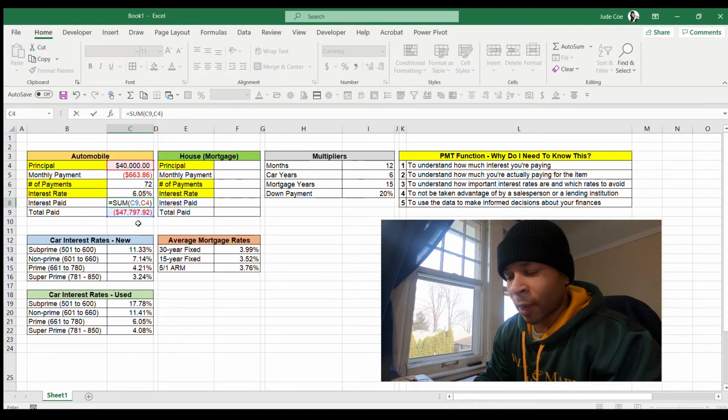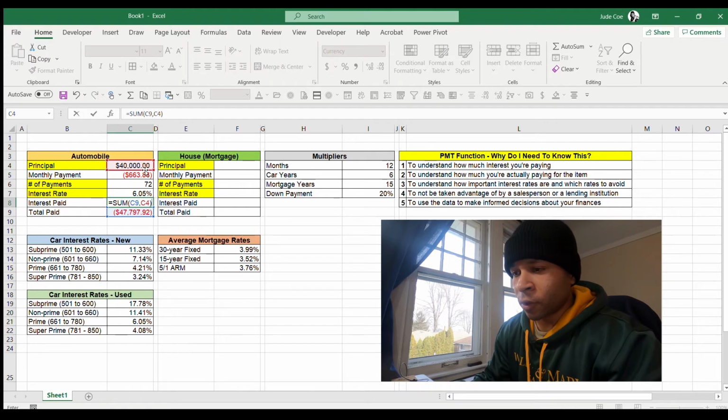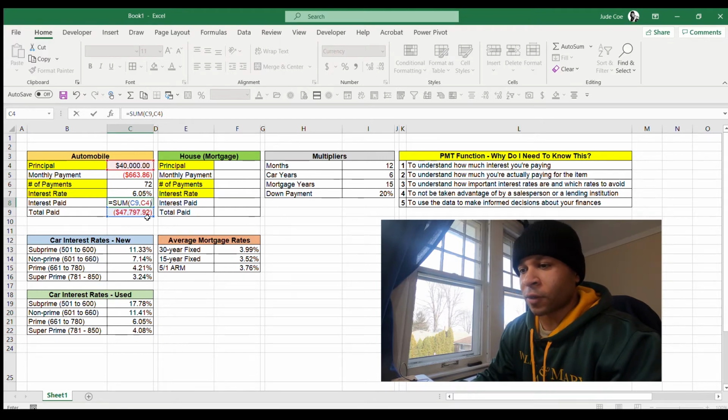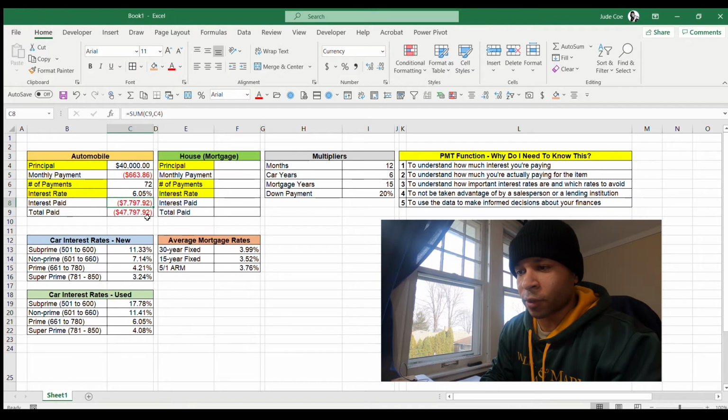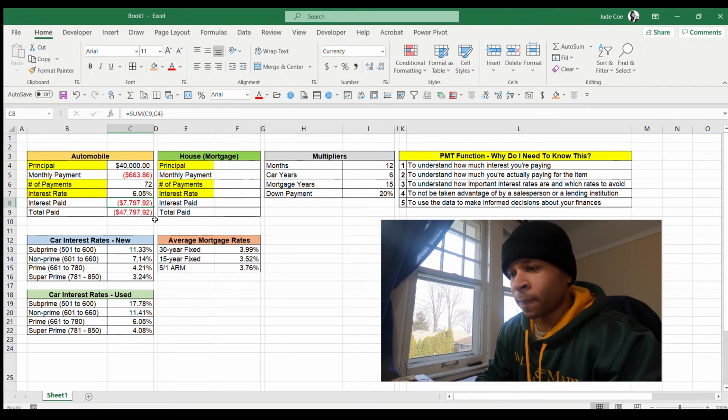So if you add a negative number to a positive number, but the positive number is less than the negative number, then you can do that and it'll be okay. You're going to get the $7,000 because you started with negative 47,000 and then you increased it by positive 40,000. And so what that gives you is the difference. This is the amount of interest that you will pay if you pay $663 a month over the course of the loan, which is 72 months or 6 years at a 6.05% interest rate.